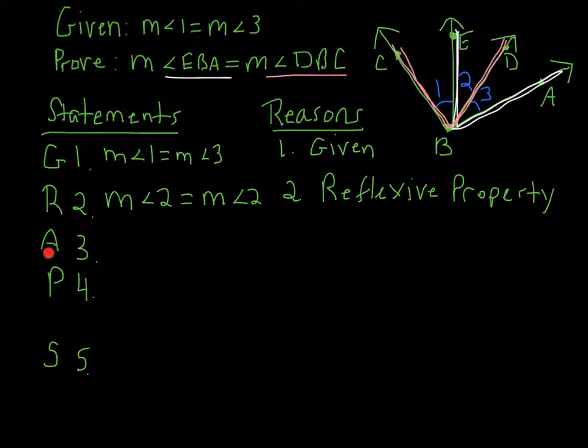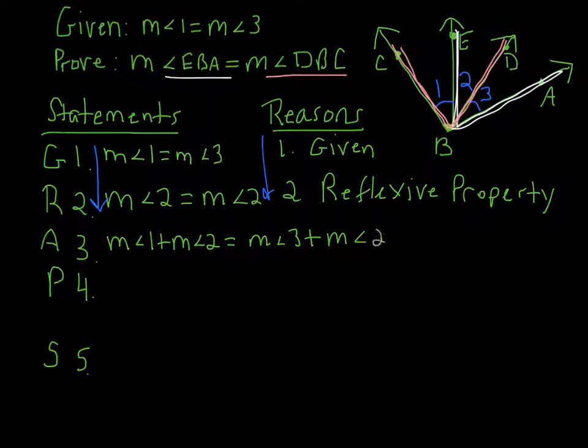Step 3, addition. With the addition property, we add straight down on the left side and the right side. So that will look like this: the measure of angle 1 plus the measure of angle 2 equals, let's do it in order, the measure of angle 3 plus the measure of angle 2. So we literally went straight down. Measure of angle 1 plus the measure of angle 2 equals the measure of angle 3 plus the measure of angle 2. And that's the addition property. I'm going to abbreviate right there. What do we have next?